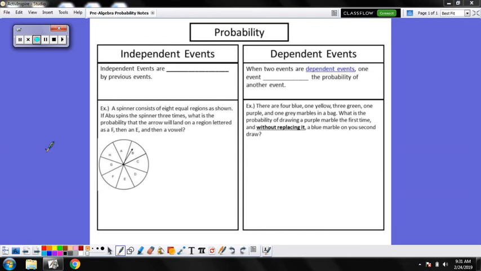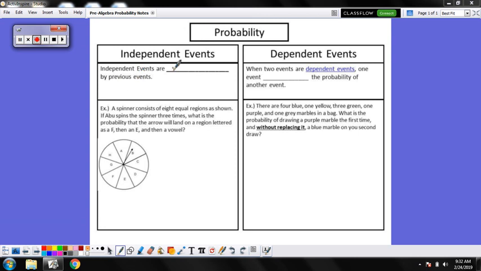Alright, thank you, buddy. So today you guys are going to be learning about probability. You're going to learn about two different types of probability: independent events and dependent events. We're just going to start with independent events first.